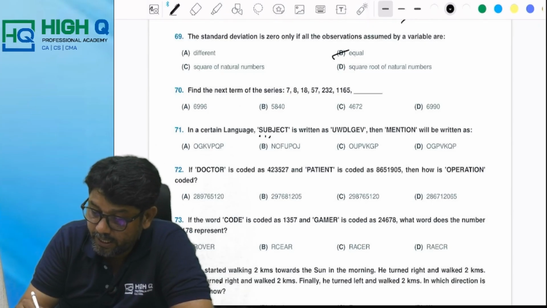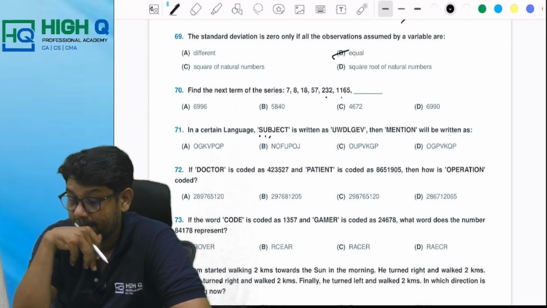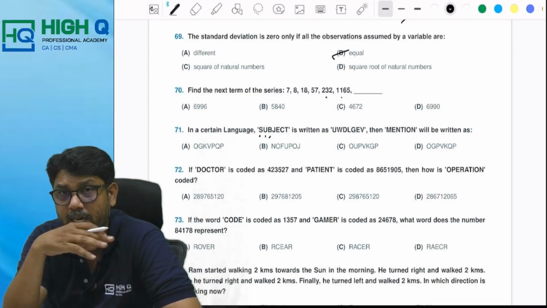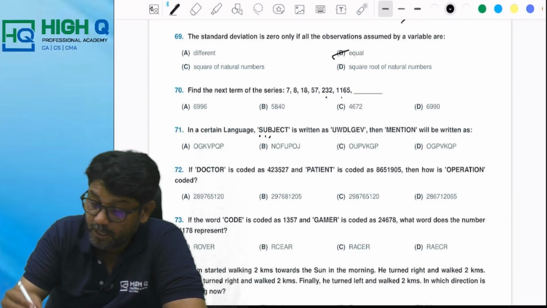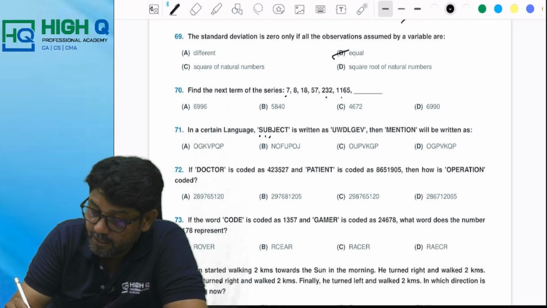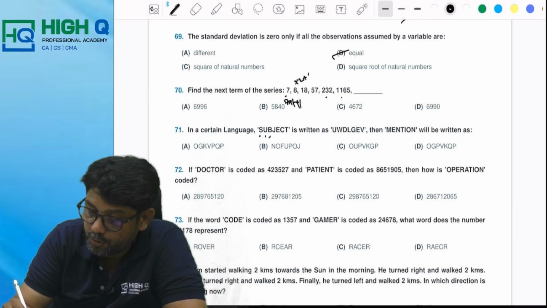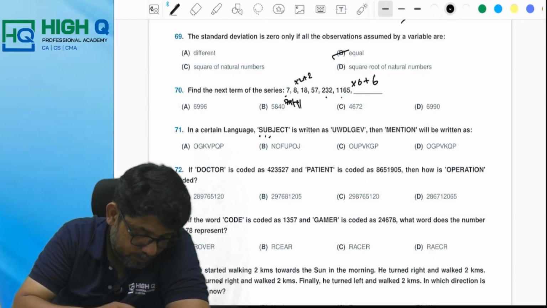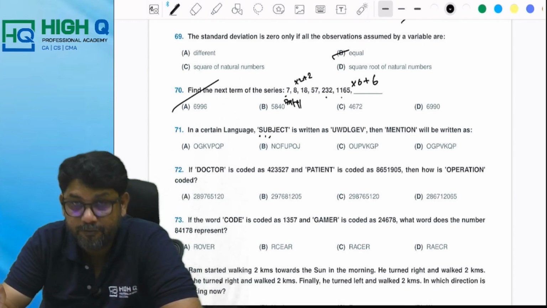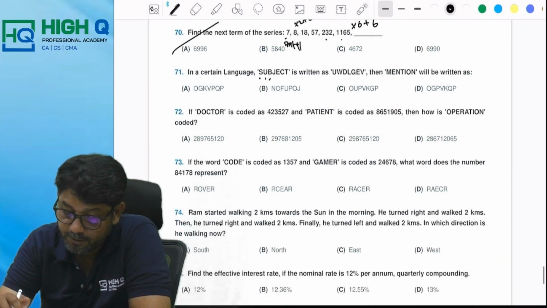Okay, next one. Find the next term of the series 7, 8, 18, 57, 232, 1165. By looking at the series, I can understand one thing. It is rapidly increasing, so multiplication is involved. 7 into 1 plus 1 is 8. 8 into 2 plus 2, 18. 18 into 3 plus 3, 57. 57 into 4 plus 4, 232. 232 into 5 plus 5, 1165. So into 6 plus 6 will be the answer, my dear. 1165 into 6 plus 6 is 6996. Of course, that is option A.